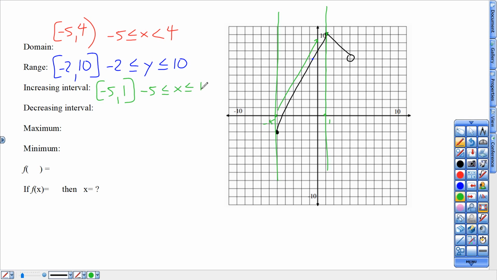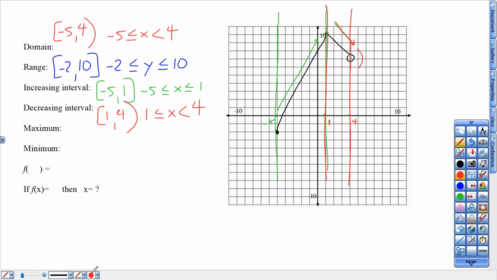Decreasing is where it's going downhill. Let's do that in red. It goes from that same spot where it stops going up and then goes down to this spot with an open circle around it. So from 1, 2, 3, 4, those are my numbers. If I wrote that interval, it would be from square bracket 1 to 4, rounded bracket. And in inequality form, 1 less than or equal to x less than 4.